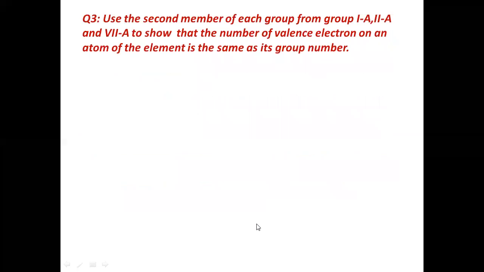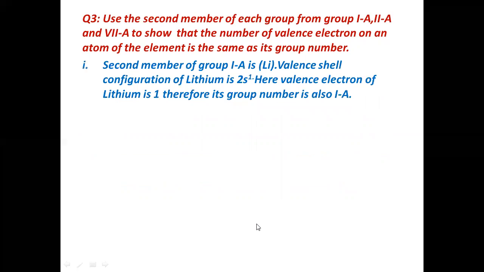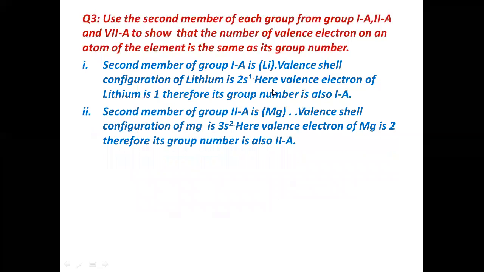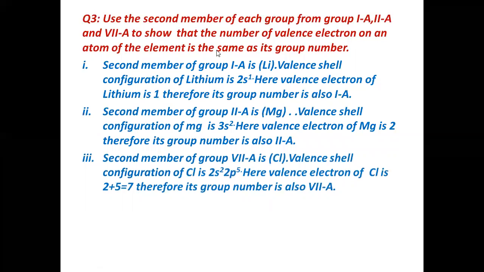Use the second member of each group from group number 1A, 2A, and 7A to show that the number of valence electrons on an atom of the element is the same as their group number. Second member of group 1A is lithium, and the valence electronic configuration of lithium is 2s1. Here the valence electron of lithium is 1, therefore its group number is also 1A.